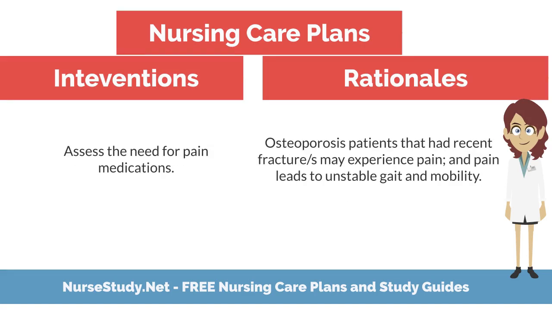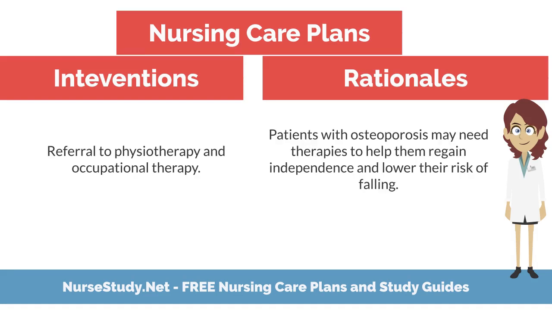Intervention. Assess the need for pain medications. Rationale. Osteoporosis patients that had recent fractures may experience pain, and pain leads to unsteady gait and mobility. Intervention. Referral to physiotherapy or occupational therapy. Rationale. Patients with osteoporosis may need therapies to help them regain independence and lower their risk of falling.